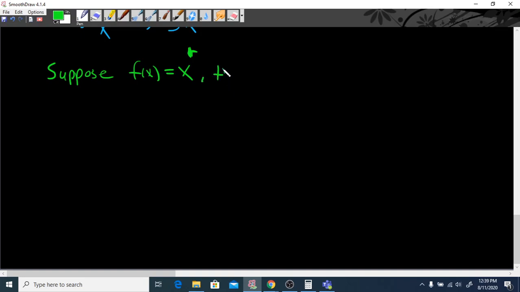Then the derivative, which we could write as dy dx, or we can write it as f prime, or we can write it as df dx. These are all acceptable notations for the derivative. It is going to equal the following: r x to the r minus 1. This is the power rule.